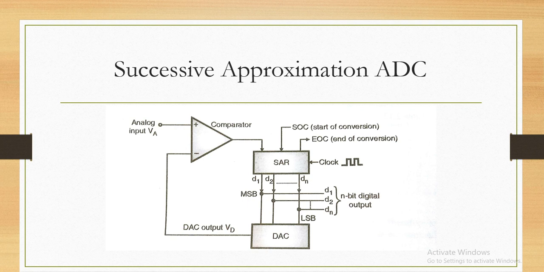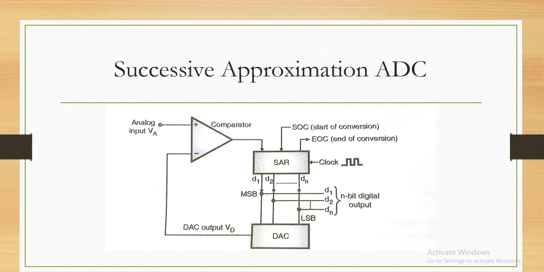In the last lecture, we completed the flash type of ADC, that is analog to digital converter, and we have seen the working principle of that ADC. Also we have seen that flash type of ADC is the fastest type of ADC because less time is required for conversion. Now we have to move towards the next type of ADC, that is the successive approximation type of ADC.